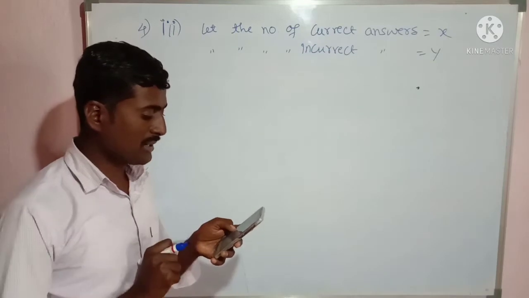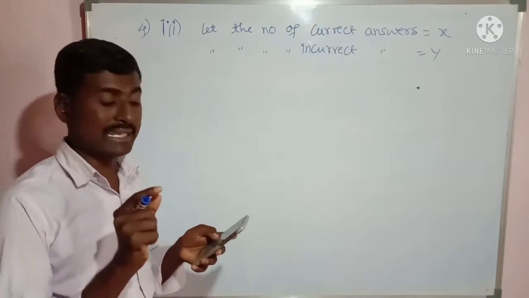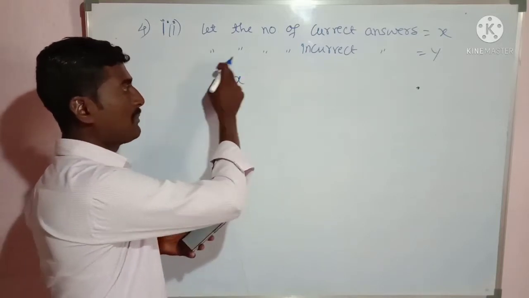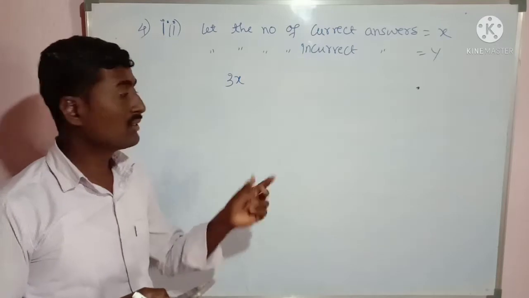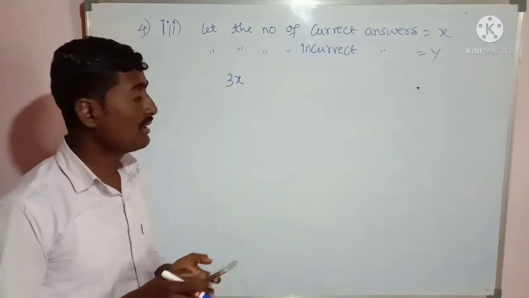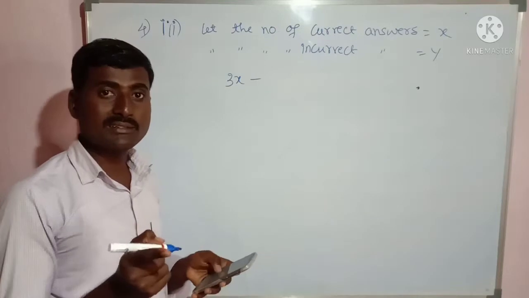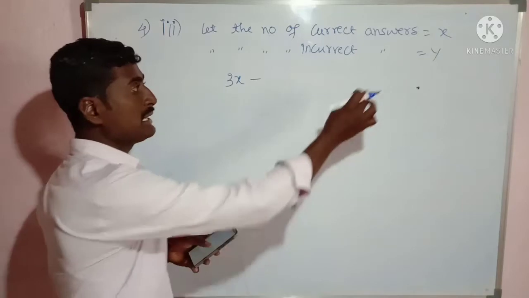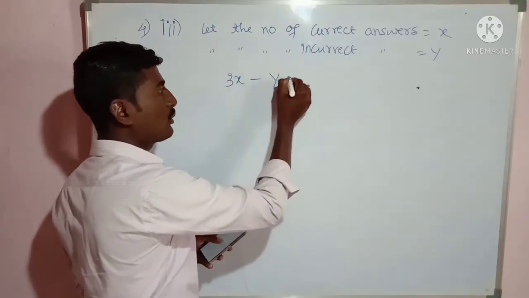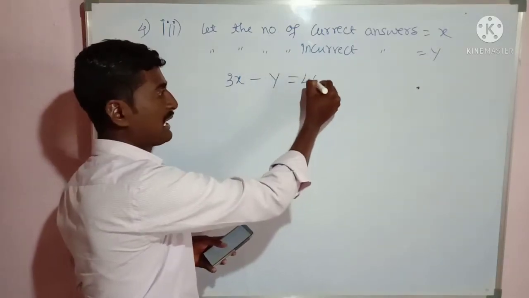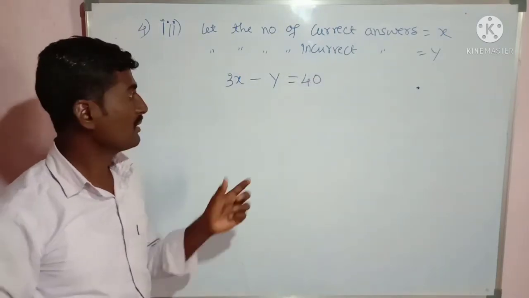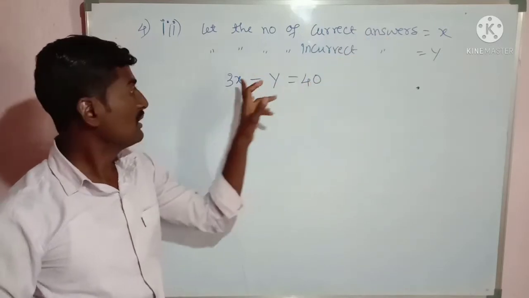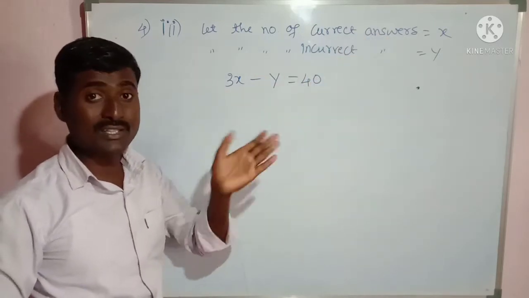Yash scored 40 marks in a test, getting 3 marks for each correct answer. So 3x is the total marks got by Yash for correct answers, that is 3x. Minus, because 1 mark deduction is there for each incorrect answer, that is 1 into y I will write. 1 into y is nothing but y. So that is equal to how much? 40. Are you getting this? So 40 marks he got in this test.